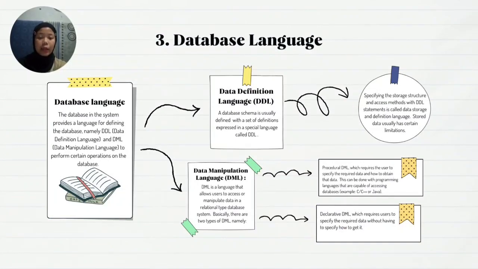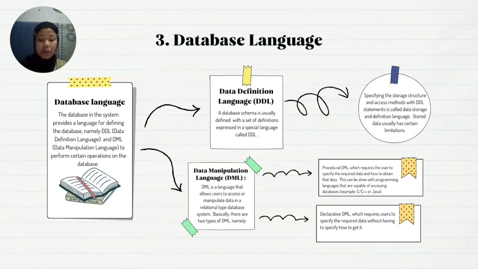3. Database language. A database language is the database in the system provides a language for defining the database, namely DDL and DML, to perform certain operation on the database. The first one is DDL. DDL, or Data Definition Language, is a database schema usually defined with a set of definition expressed in a special language called DDL.